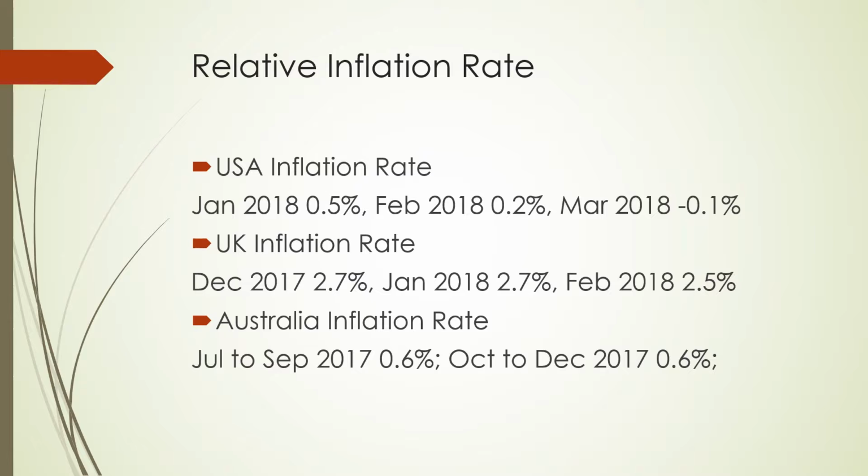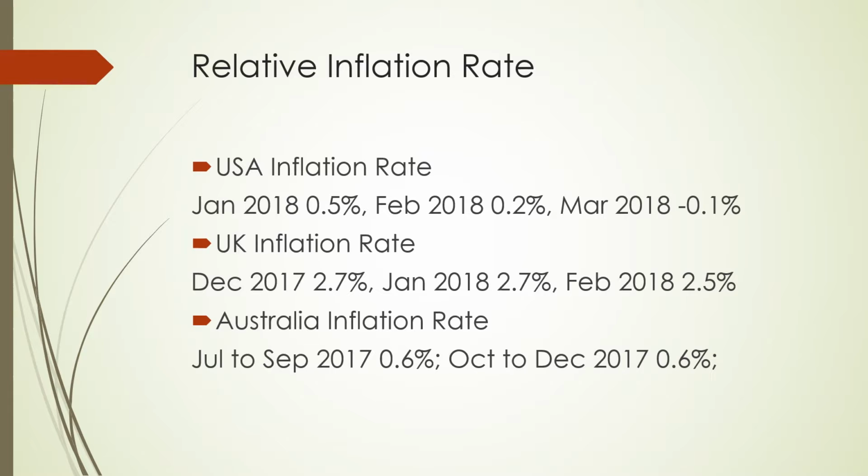The UK's Office for National Statistics also released the consumer price inflation report. According to the December 2017, January 2018, and February 2018 reports, the annualized CPI in December 2017 is 2.7%, and its January CPI remains unchanged. Then it decreased to 2.5% in February. Then, based on the Australian Bureau of Statistics Consumer Price Index report, the October to December 2017 all-groups CPI is 0.6%, and the July to September quarter CPI also remains unchanged at 0.6%.